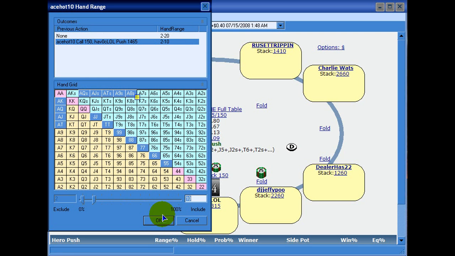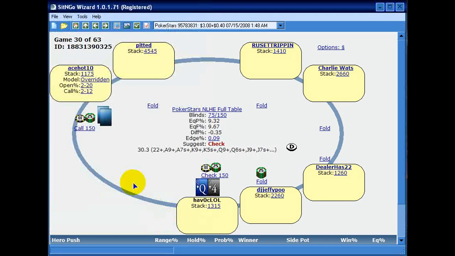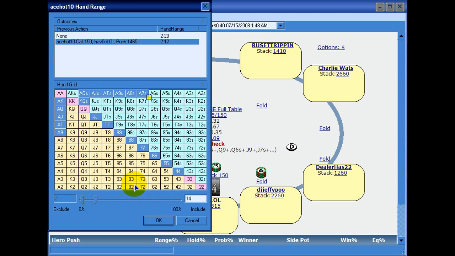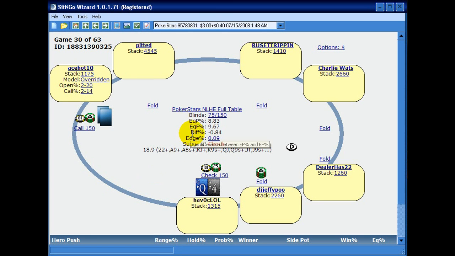Well, once he limps in, he's not going to fold very light. He's definitely not going to fold ace 9 offsuit. He's probably not going to fold ace 8 offsuit, and probably not king queen offsuit either. So I'll just drag his range a bit. 12% is probably still a bit too tight. And 14%. Unfortunately, I can't put in individual hands, but this is about the range. Maybe he's not calling us with ace 4 suited, but he is calling us with king queen offsuit. So this is about right. And very suddenly, we see that once we've optimized their ranges, Sit and Go Wizard tells us to check rather than push. And that's about right.